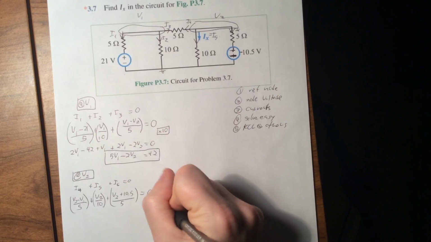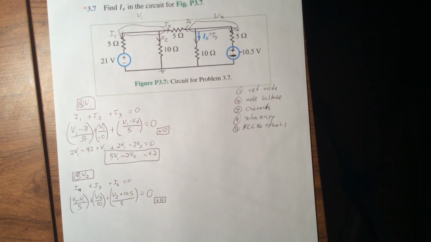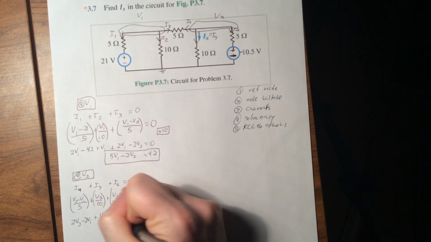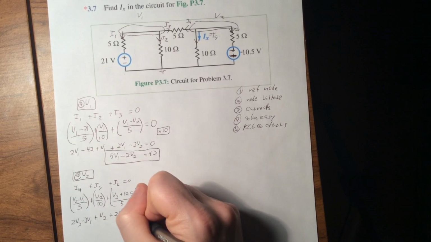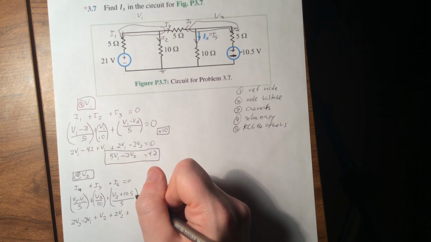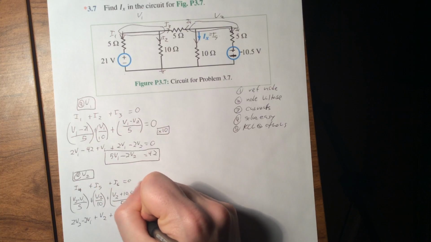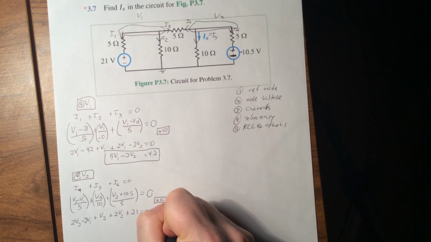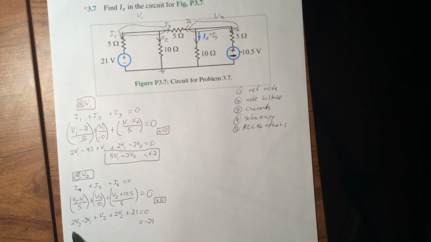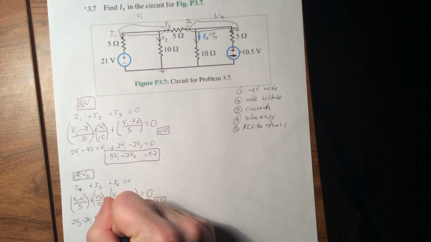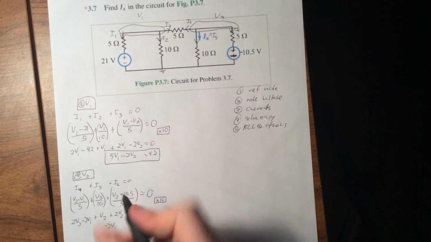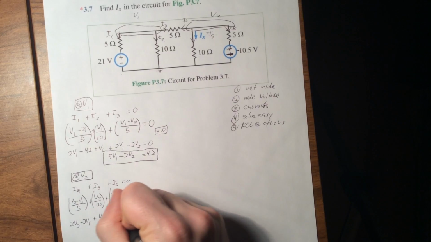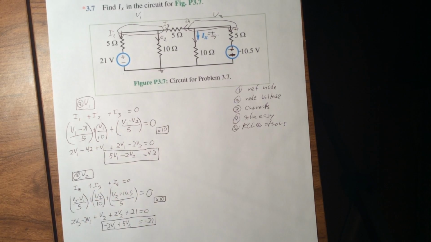Okay, going to multiply this by 10 as well. And that's going to give us 2V2 minus 2V1 plus V2 plus 2V2 plus 21 equals 0. Let's collect like terms. So I'm going to put this minus 21 over here. And then we've got minus 2V1, and then we've got 2, 4, 5V2 equals minus 21. All right, that looks good.